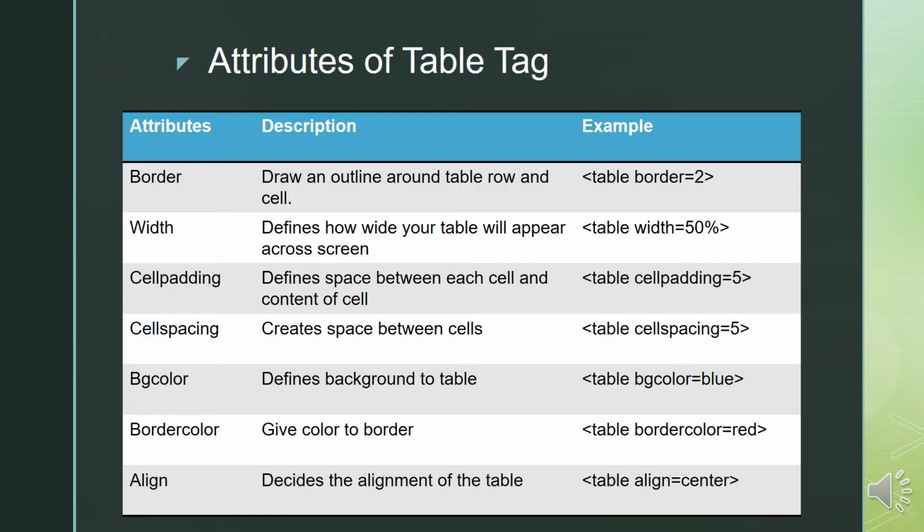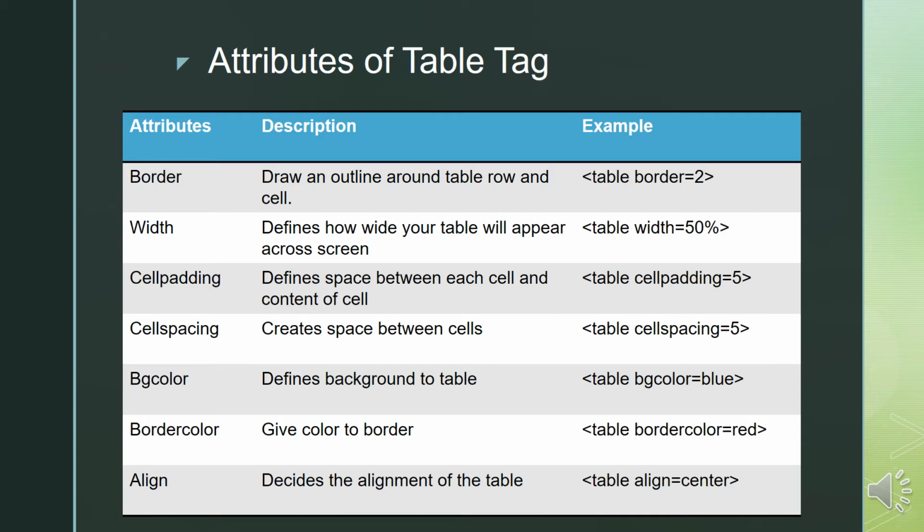Let's focus on the attributes of the table tag. The table tag has the following attributes. The first one is border. It draws an outline around the table, rows and cells. By default, a table has no border, so the value is 0. If you want to set a table border, you can set it in a range of 1 to 2 or 3 in exam. Don't give a much bigger value because it will increase the width of the border and it will look like a box.